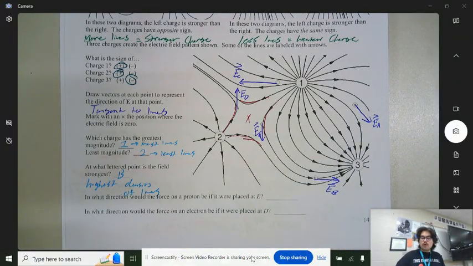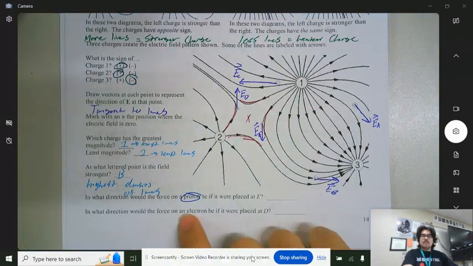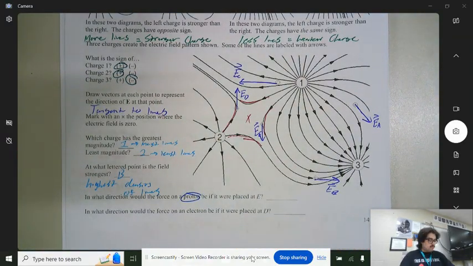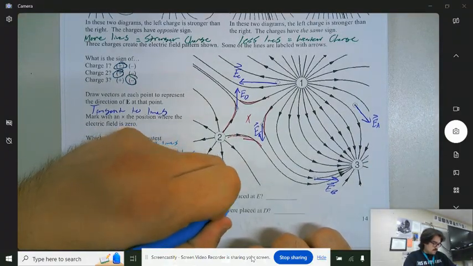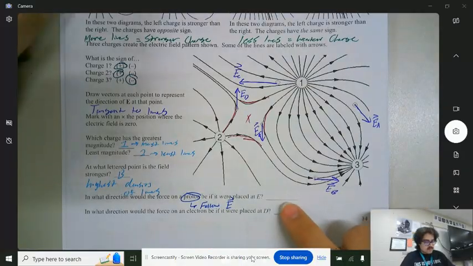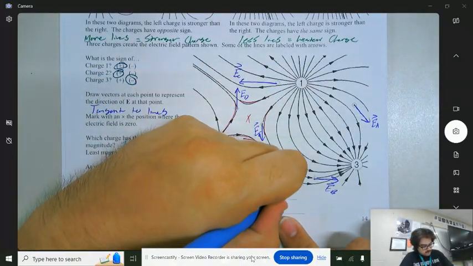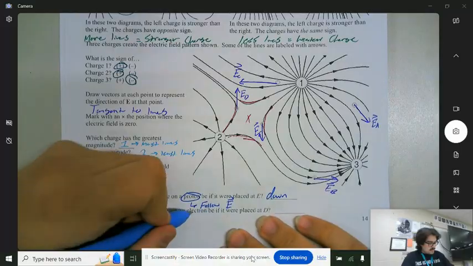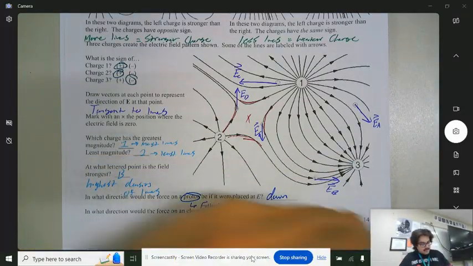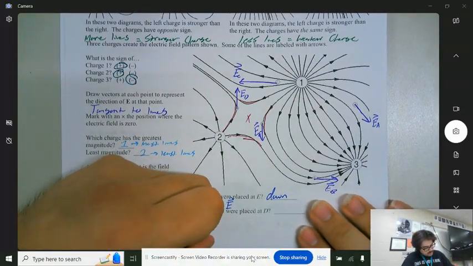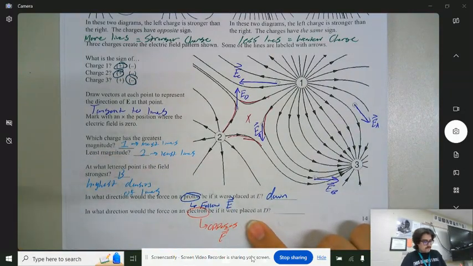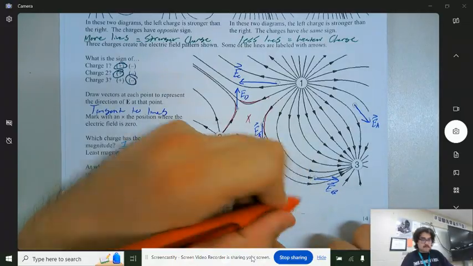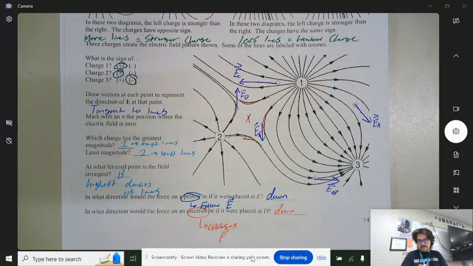If we placed a proton, this is important, it's asking us about a proton, where would it go if it was placed at E? Remember, protons follow the E field. So if it's at E, it's going to go down. If we place an electron at point D, it opposes the E field, so it would go down as well.